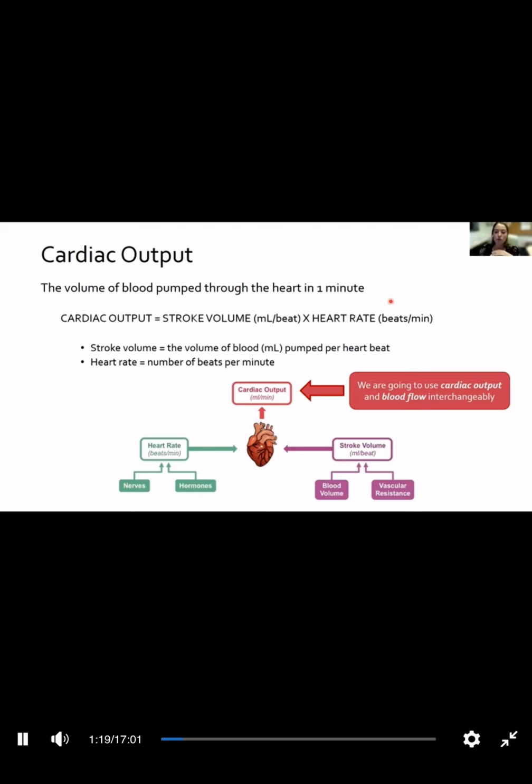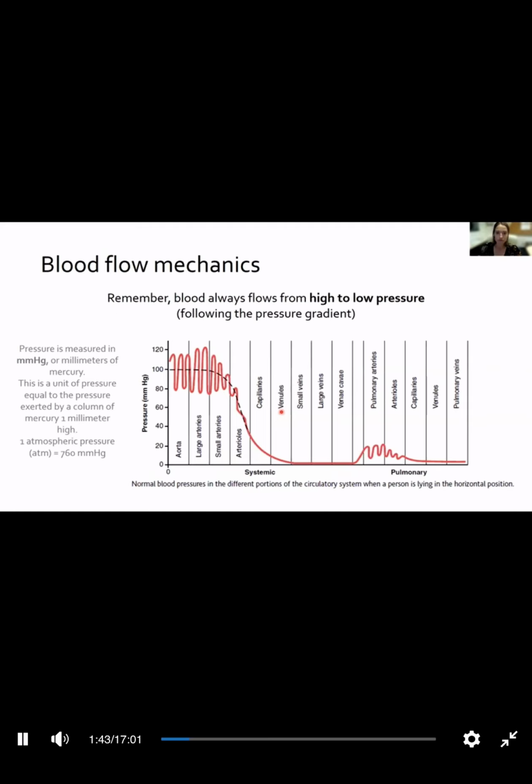Sometimes through my presentation, you'll see me using cardiac output and blood flow interchangeably. But you should understand that the milliliters per beat of the heart, or the stroke volume, and the heart rate, or the number of beats per minute, both contribute to the cardiac output, which is the blood flow.